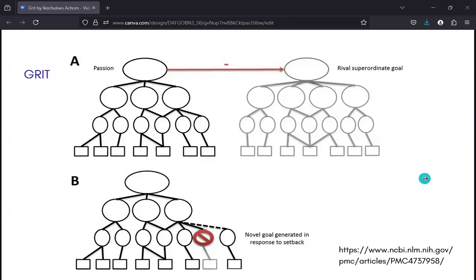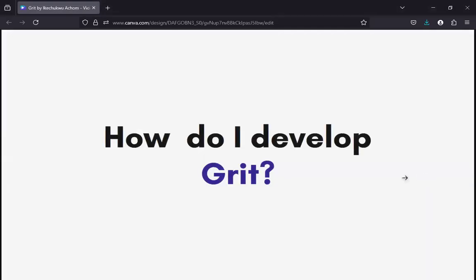Don't give up. So now let's round up. How do I develop grit? What are the things I need to do as a gritty person? So let's start.